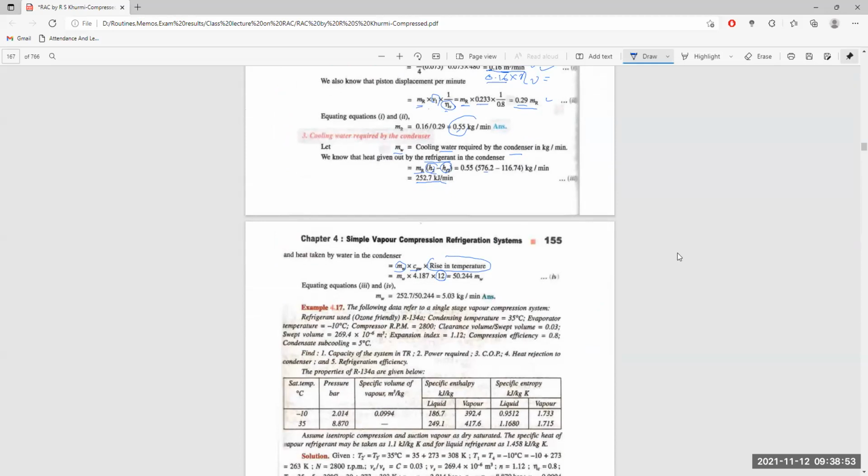So if we multiply them, that is equal to 50.244 into the mass of the water itself, and if we equate this with the amount of heat we have to release from the enthalpy, that is 252.7 divided by 50.244, it is equal to 5.02 kg per minute itself.